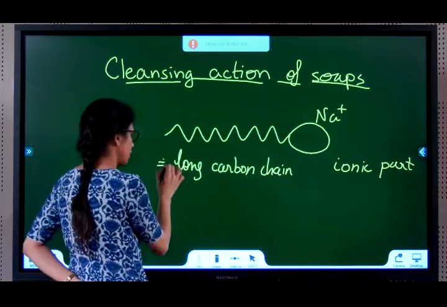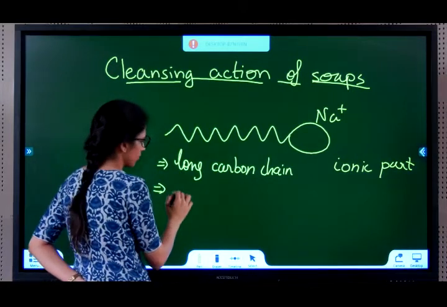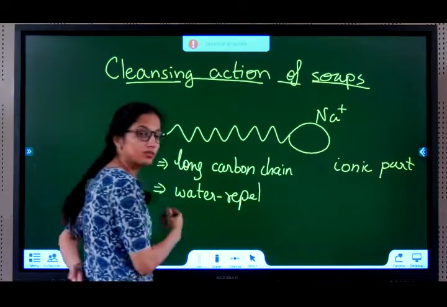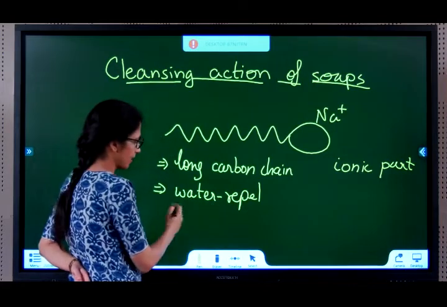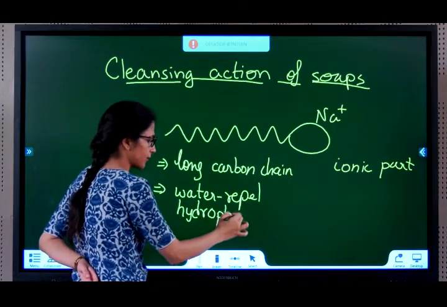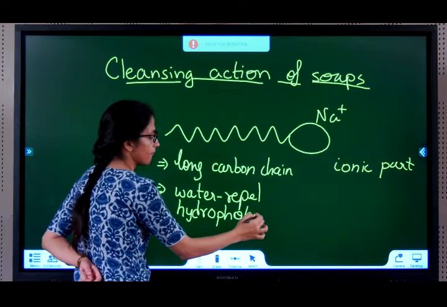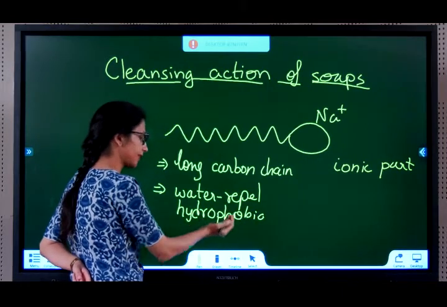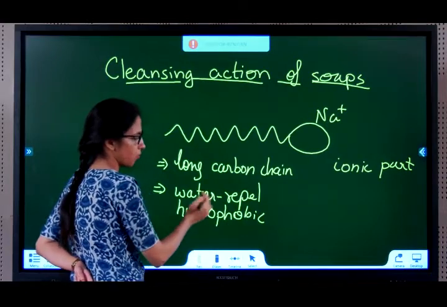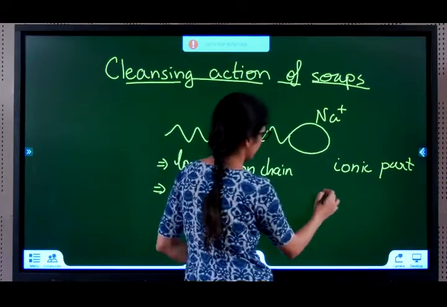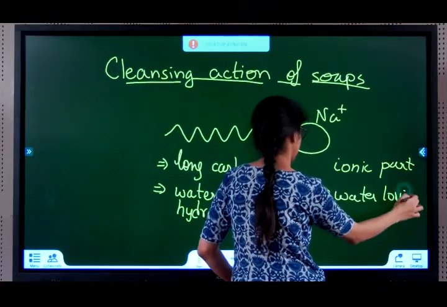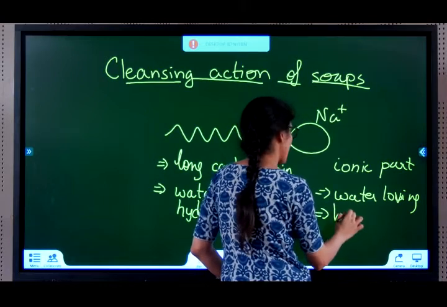The long carbon chain is water repelling. That's why it is referred to as hydrophobic. Phobia means fear. It gets scared of water. Hydrophobic, because it repels water. The ionic part is water loving, called hydrophilic.